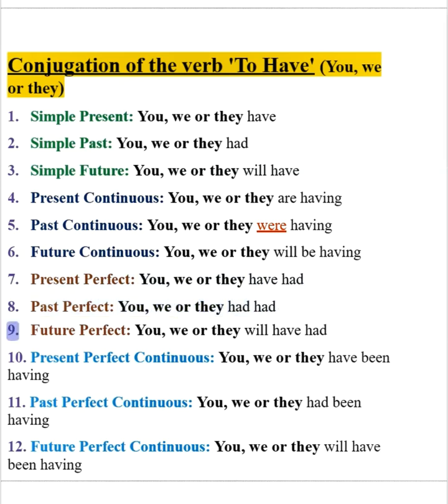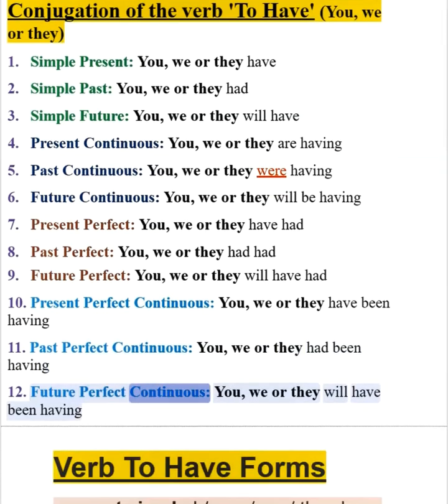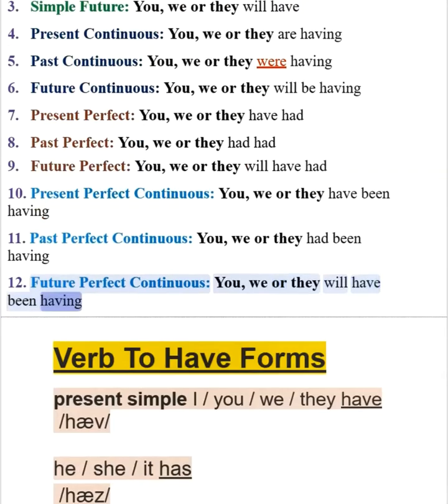9. Future perfect, you, we or they will have had. 10. Present perfect continuous, you, we or they have been having. 11. Past perfect continuous, you, we or they had been having. 12. Future perfect continuous, you, we or they will have been having.